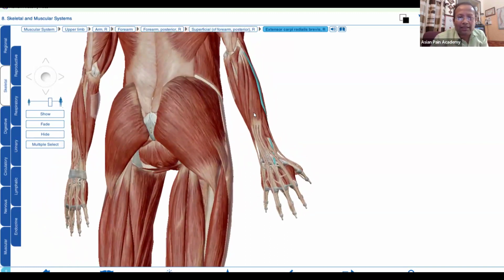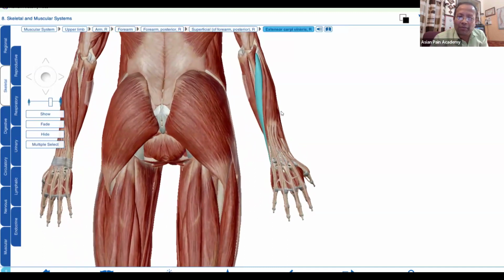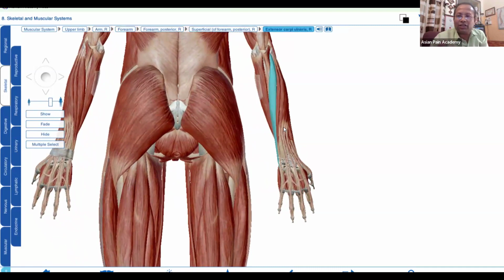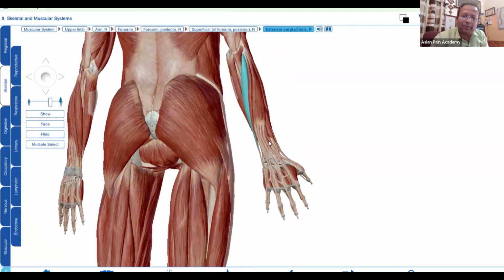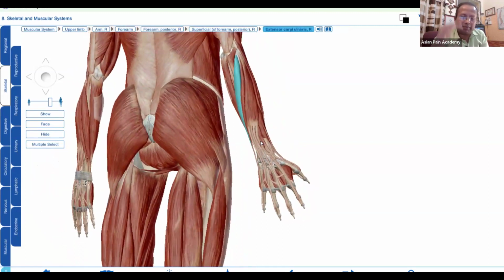Likewise, other tendons like extensor digitorum and extensor digiti minimi and extensor carpi ulnaris. So they are also traversing the carpal area and inserting in the respective areas like metacarpal or in the phalanges.